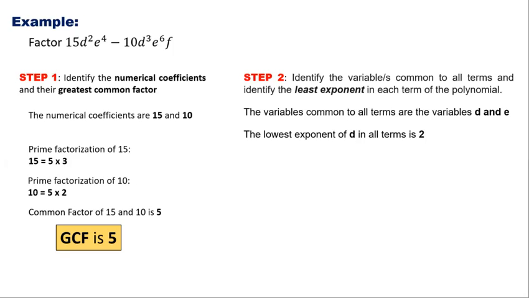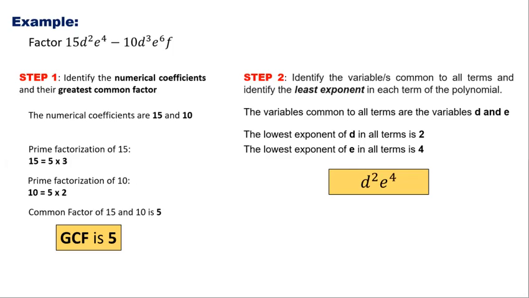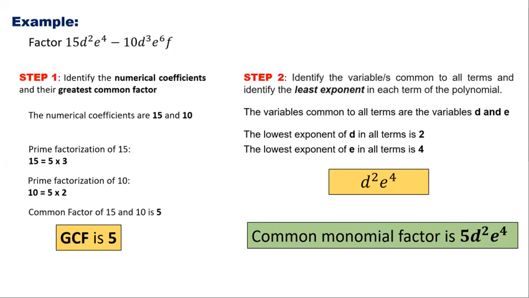So ang gagamitin natin na exponent para sa factor na ating given na polynomial is si e merong exponent na 4, si d merong exponent na 2. So magiging d squared e to the power of 4. So yan yung factor ng ating variables, yung common monomial factor ng ating variables. And pag pinagsama natin yung GCF na galing kay step 1 and sa variables with the least exponent sa ating given na polynomial, the common monomial factor will be 5d squared e to the power of 4.